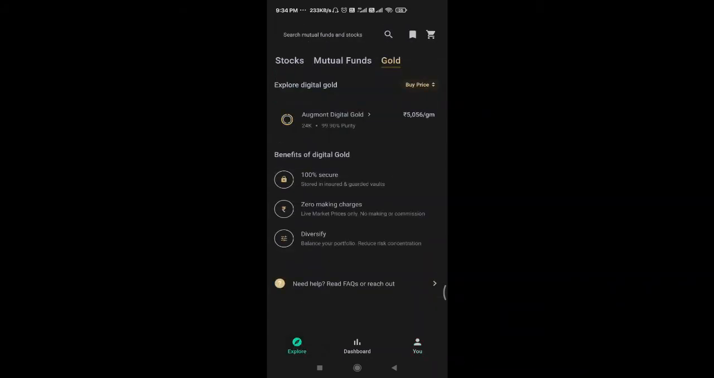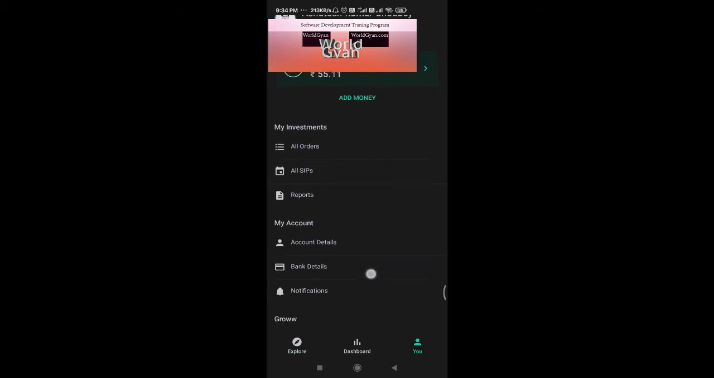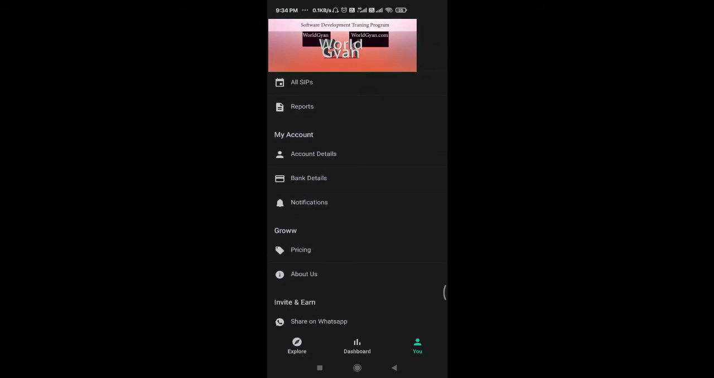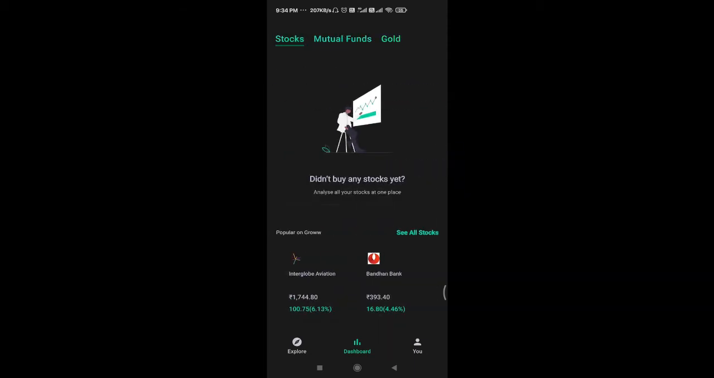This interface is very simple. You can notice at the bottom three options are available. One is the U, it means your account or your account related detail, and another one is a dashboard. The dashboard has all of your investments available in this particular place.